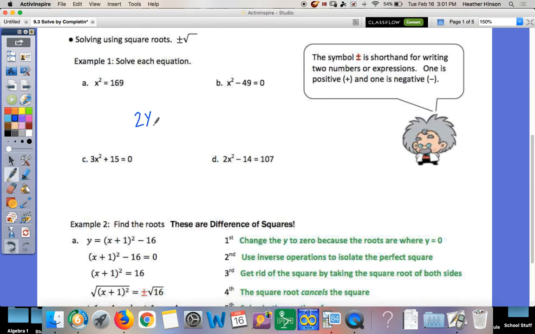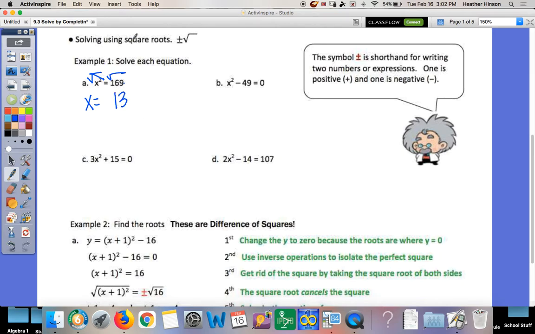Like if I said 2x equals 14, how would you solve that? You would divide by 2. So pretend it's just a regular x. So this one only has x squared, so we just have x squared equals 169. How do we get rid of a squared? What's the opposite of squared? Square root. So we solve these by taking the square root of both sides. So x equals, what's the square root of 169? That's going to be 13.